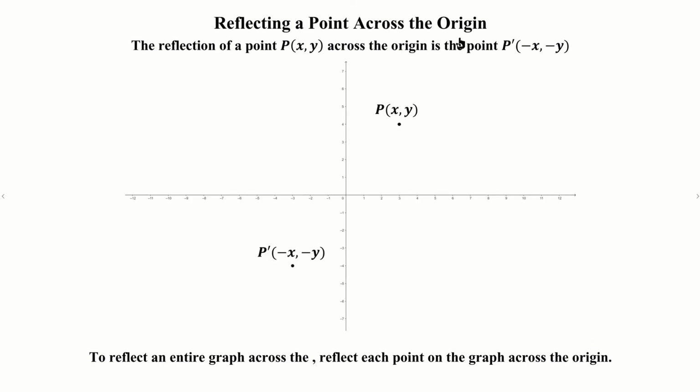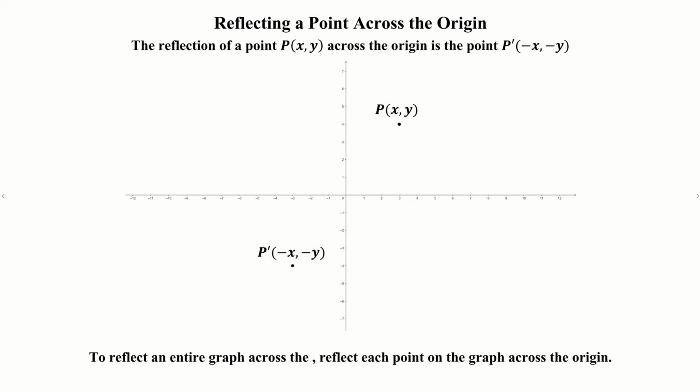Finally, to reflect the point across the origin, you have to understand that the reflection of a point P of (x, y) across the origin is just going to be P of (negative x, negative y). So we're going to change both x and y to negative x and negative y, and that will be our reflection. Now, if you want to reflect an entire graph across the origin, then reflect each point on the graph across the origin.